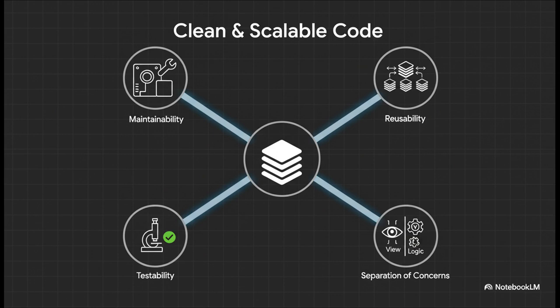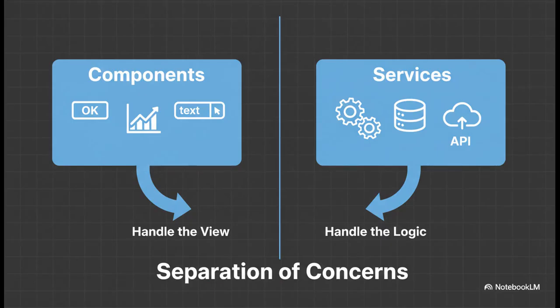Think about it. When the subscription rules change, you just go edit one single file. And as your app grows from 10 components to 100 or even 1,000, this structure is what's going to keep it all sane and scalable. It all boils down to this simple, powerful idea. Let your components manage what the user sees, and let your services manage how the application actually works.